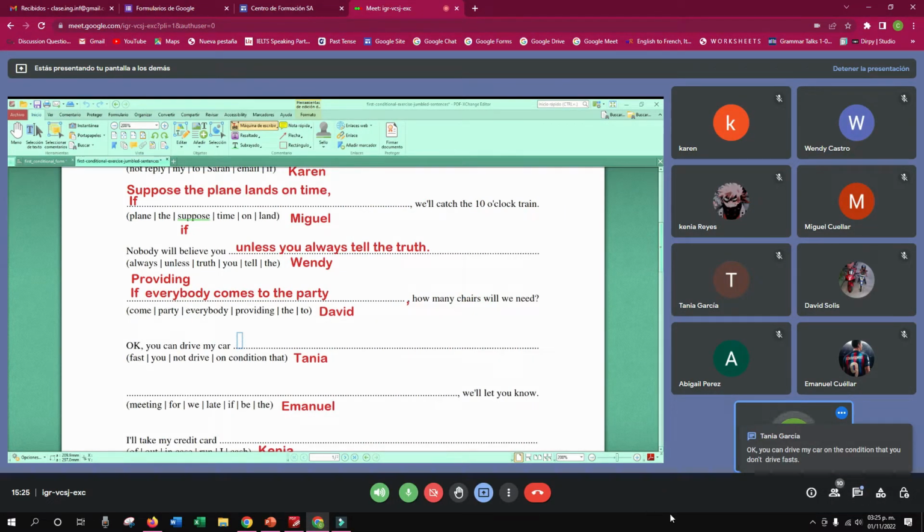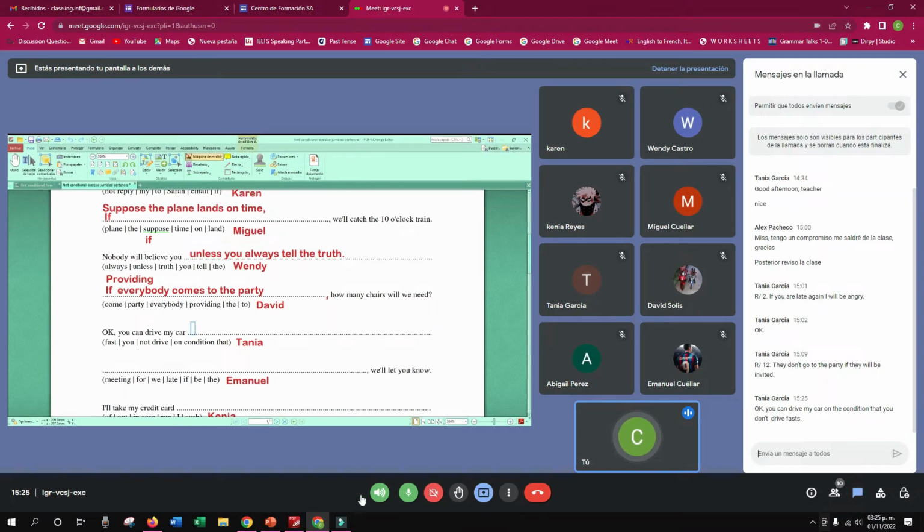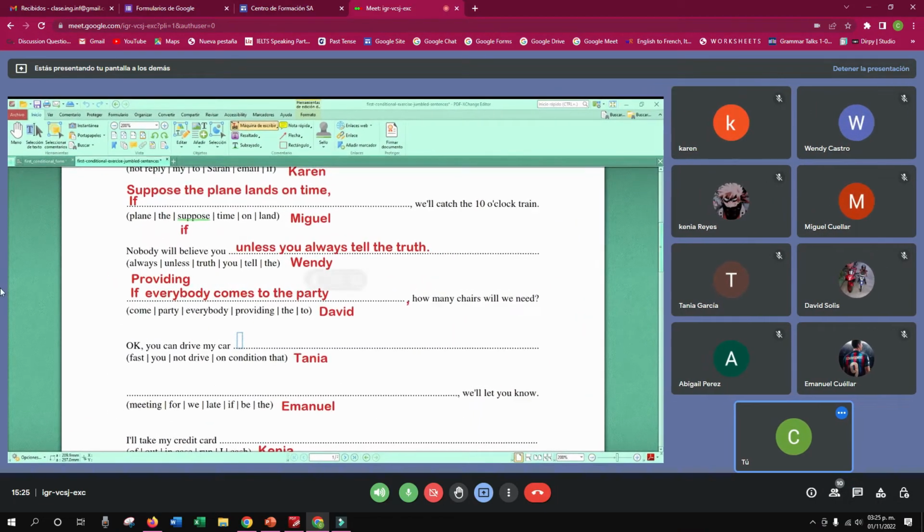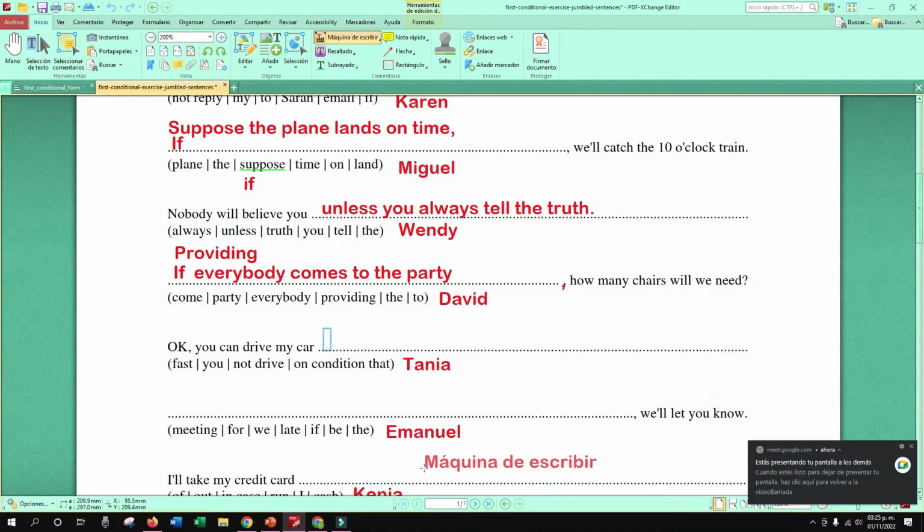Yes, okay. You can drive my car on the condition that you don't drive fast. Okay, very good, Miss Tanya. So in this case, this is a little bit different, right? So you can drive my car. Is this like zero conditional, right? Condition that you don't drive fast, right?